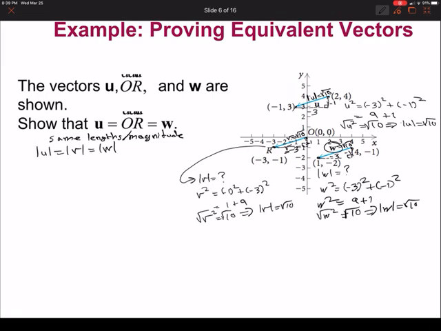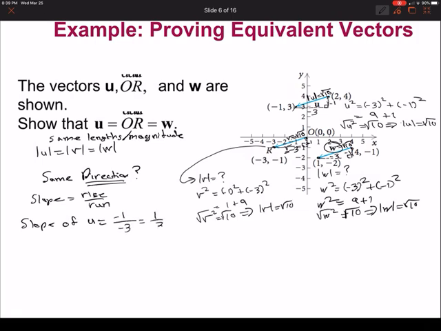Now as we go to direction, do they have the same direction? That's our next quantity we have to look at. As we're looking at proving a vector is equivalent, it has to have the same magnitude and the same direction. So what was the direction? Well, with each of these line segments, we could define direction based off the slope of each: your rise and your run between the starting point and terminal point. So, for example, if we look at the slope of vector u, what would it equal? It equals a rise down 1, left 3: -1 over -3, or 1/3.